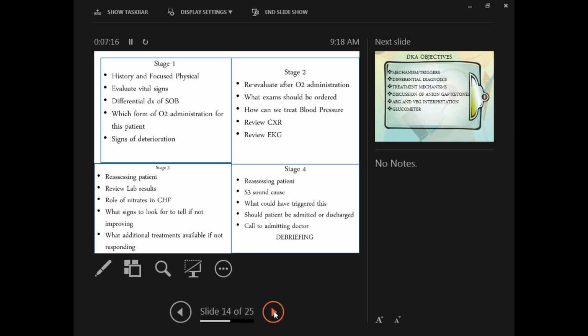Stage 2, reevaluate. So we gave oxygen. What should happen? And he didn't improve that much. So what exam should be ordered to try to get to the bottom of what's going on?